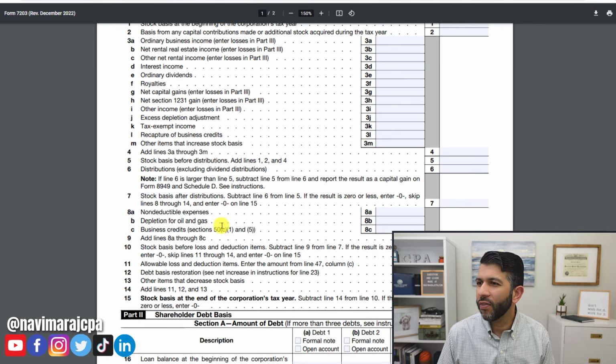I believe it might even say that somewhere here. It says, I know you don't know what these lines are, but if line 6 is larger than line 5, subtract line 5 from line 6 and report the result as a capital gain on Form 8949 and Schedule D. See the instructions. The instructions will tell you more. Okay, so I'm just letting you know I'm not making this stuff up. This is a real problem that's going to happen, but I know the average business owner is not going to really care that much. So let me know in the comments below what you think.